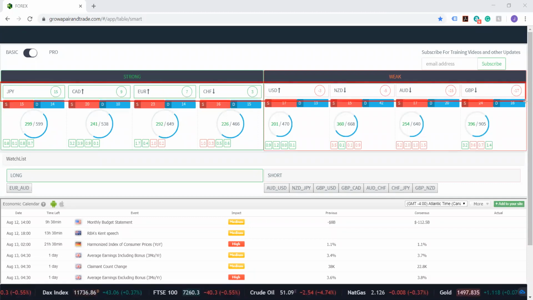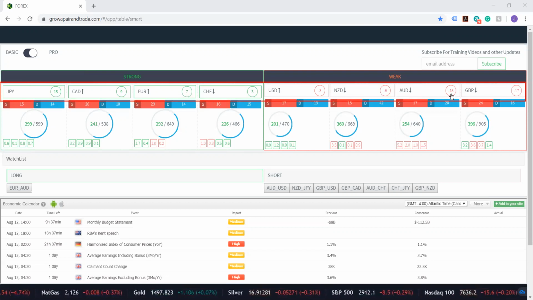Okay, see that red box being drawn? We're going to talk about strong versus weak, and the algo is always looking for a pair of strong versus weak. In this case, if we look at the yen, it has a score of 15, the CAD has a score of 9, and if we look to the right, the pound has a score of minus 17, and the Aussie has a score of minus 15.